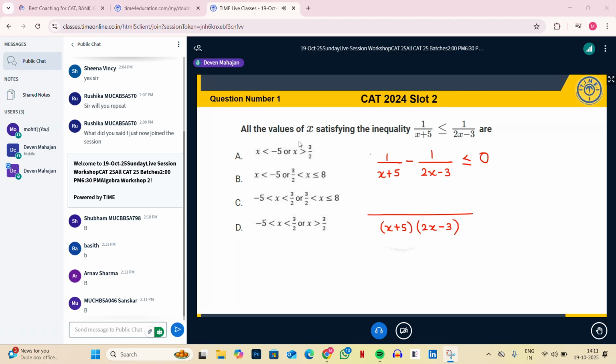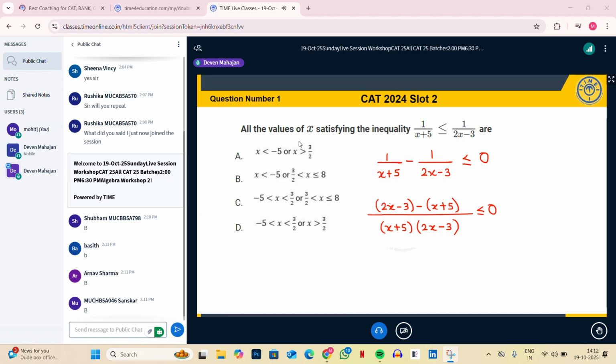And in the numerator, we'll have 2x minus 3 minus x plus 5 less than or equal to 0. Then for inequalities, what we have to do is convert the denominator to a square and then send it to the right hand side. Okay, so first, what will come in the numerator?